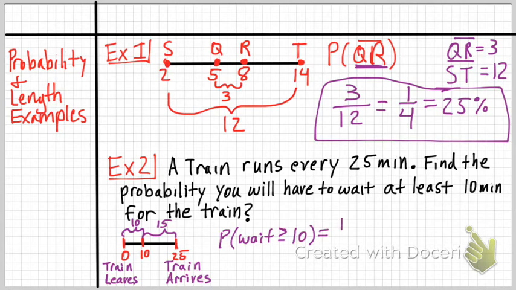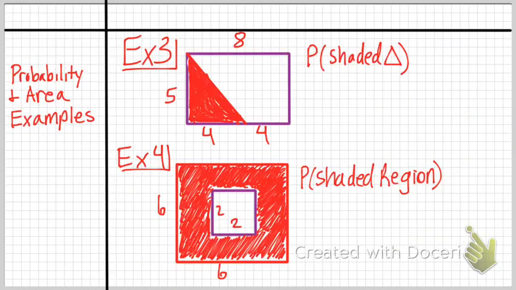So we're saying 15 over 25, or 3 over 5, or 60%. So if you are randomly arriving within this interval, then there is a 60% chance that you're going to wait more than 10 minutes for the train.